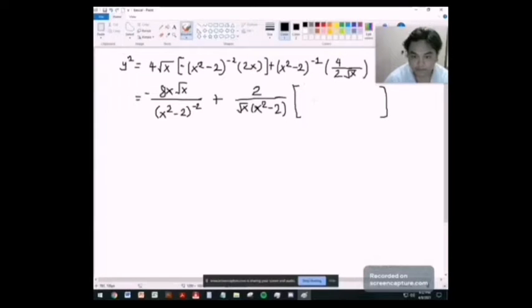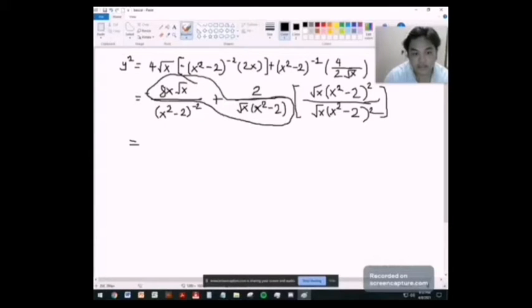are square root of x squared minus 2. So these two are the LCD. And after that, we cross multiply.